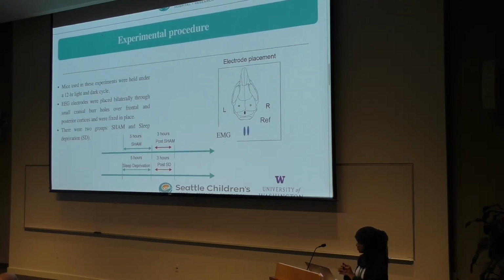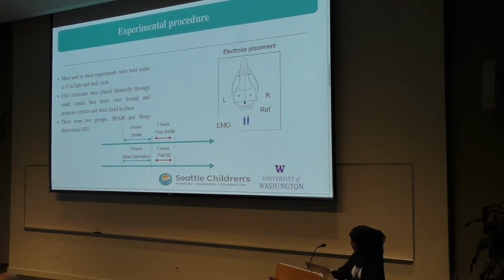Now I'm going to talk about the experimental procedure. The mice used in these experiments were held under a 12-hour light-dark cycle, and EEG electrodes were implanted using techniques developed in this lab. The electrodes were placed bilaterally through small cranial burr holes over frontal and posterior cortices and were fixed in place. EMG electrodes were placed underneath the neck muscle, and a reference electrode was placed at the midline cerebellum.